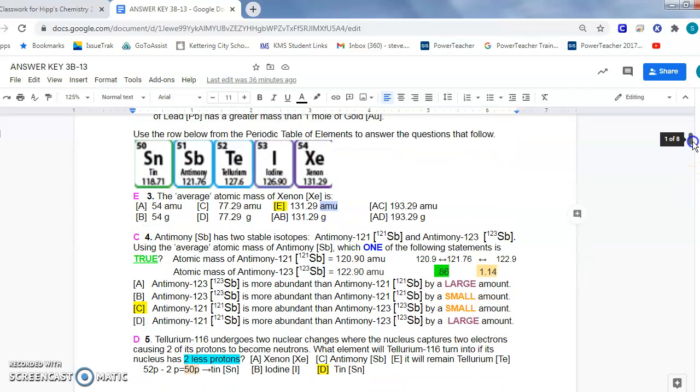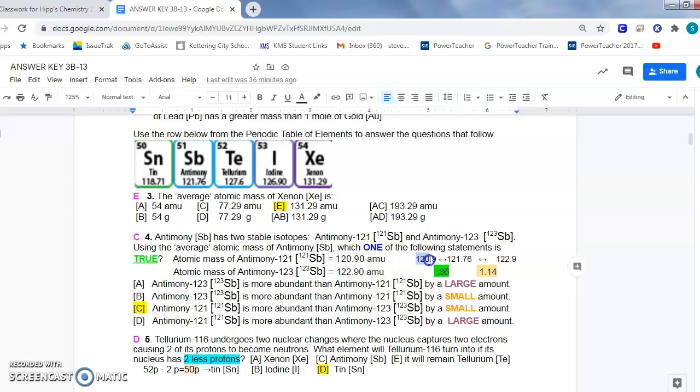Number 4, antimony has 2 stable isotopes. Antimony 121, here's the antimony square right up here, antimony 121 and antimony 123. 121's mass is 120.90. 123's mass is 122.90. And what they're asking is which of the following statements is true. Well, 121.76, the number in the square, is the weighted average of the isotopes, in this case 121 and 123.